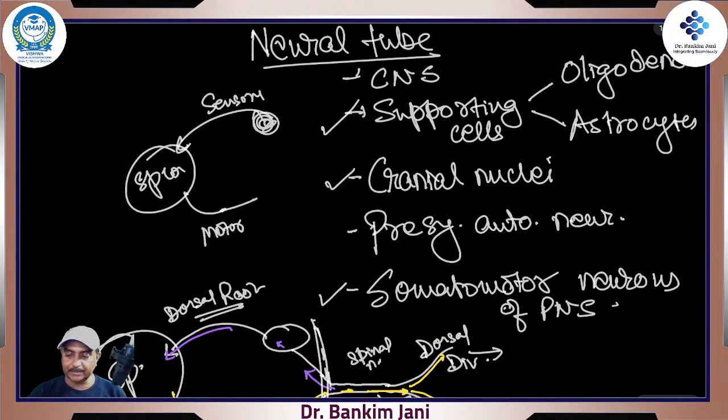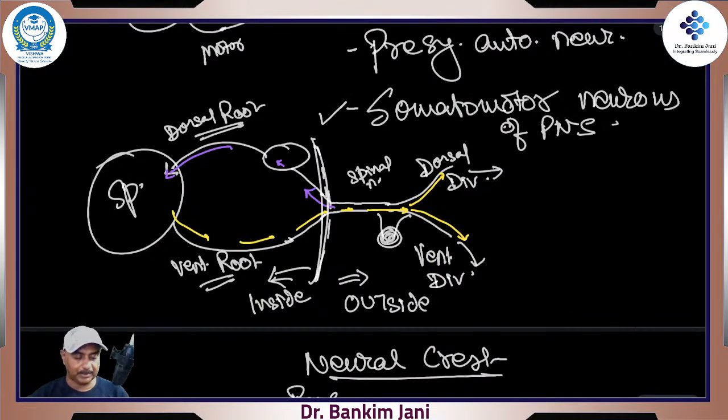Neural tube, CNS supporting cells, oligodendrocytes and astrocytes, right? Cranial nuclei, presynaptic autonomic neurons, and the somatomotor neurons. Now this part too is very clear.